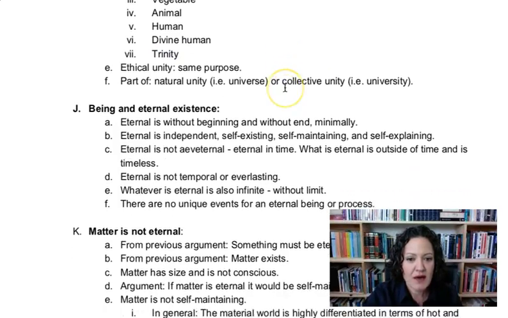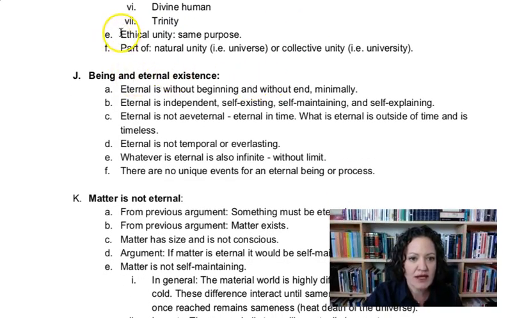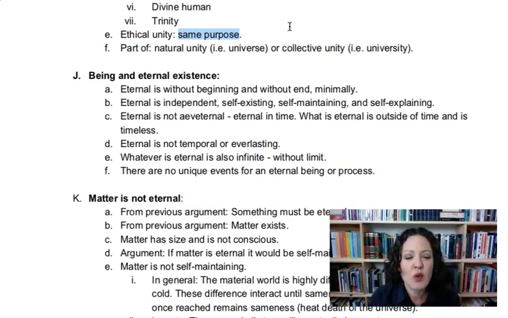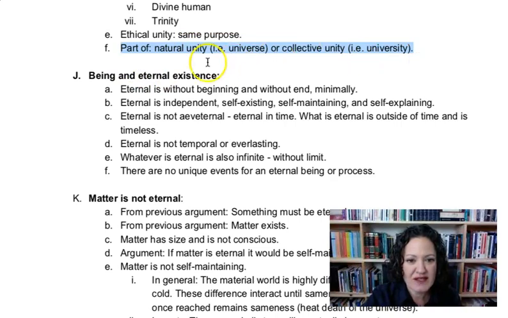Okay, let's go back to the different kinds of one, though. Now we have ethical unity, which has to do with the same purpose. Okay, so we're one in purpose. If I'm seeking some goal and you're seeking the same goal, then we're united. This is like friendship, right? Friendship is based on mutual commitment to a common good. So ethical unity, it's like you're my brother in this, or my sister in this.